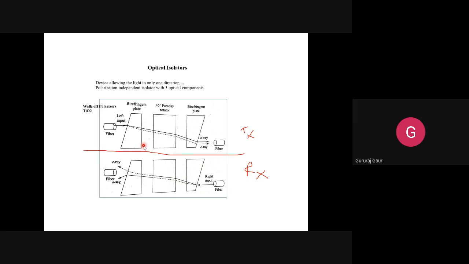So let us see what are the functions of each of these things that make up the operational concept of this optical isolator. Let us take first the transmitter part. The fiber is there, light is coming out of this one, light rays having different orientations of the different field components.